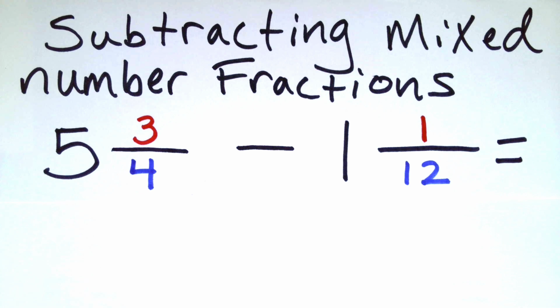Hey, in this part 30 video, we're going to subtract mixed number fractions. And there are two ways you can solve this type of problem, right? You can convert a mixed number into an improper fraction, find the common denominator, manipulate the fraction, and then subtract. Convert that improper fraction back into a mixed number answer for your final answer.